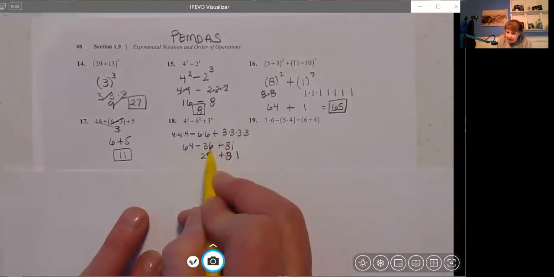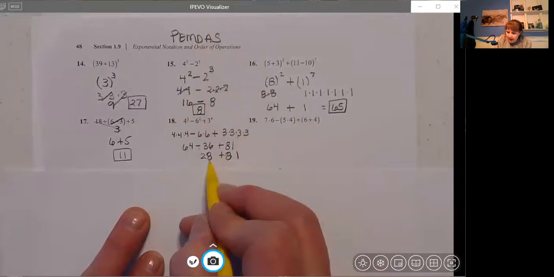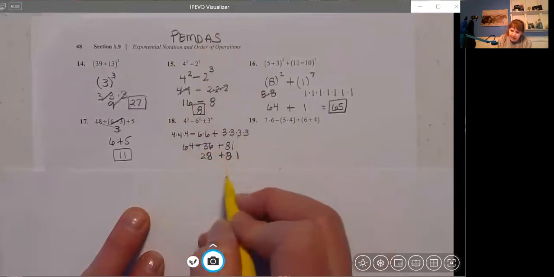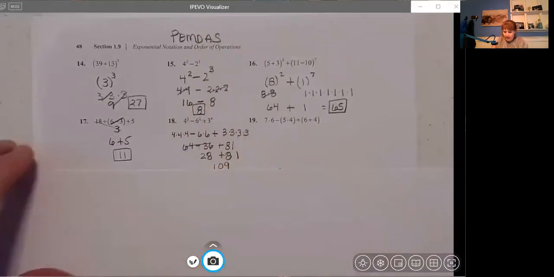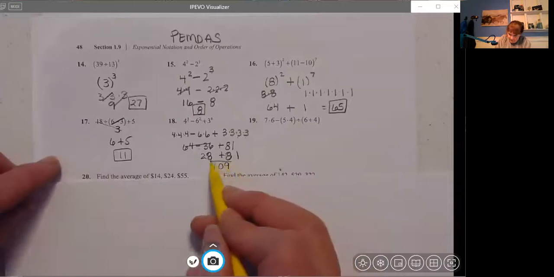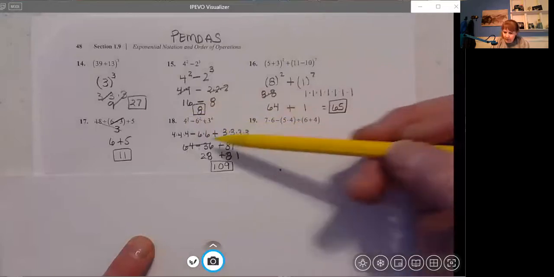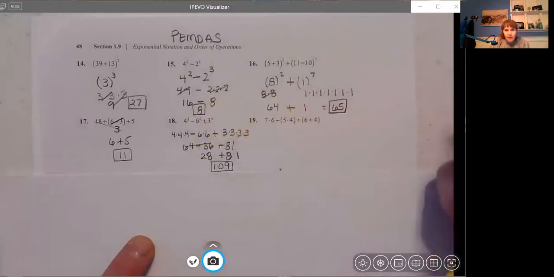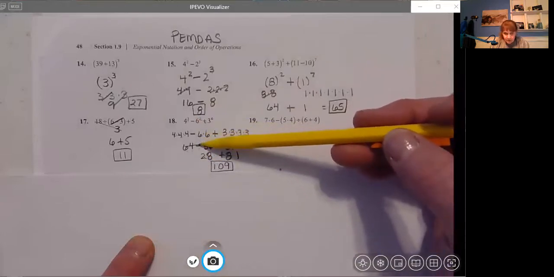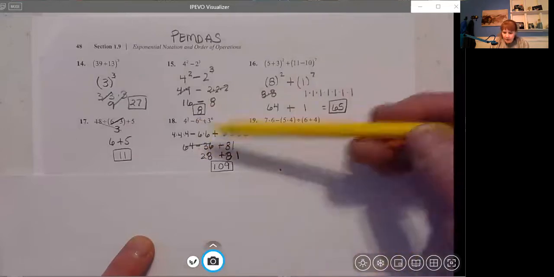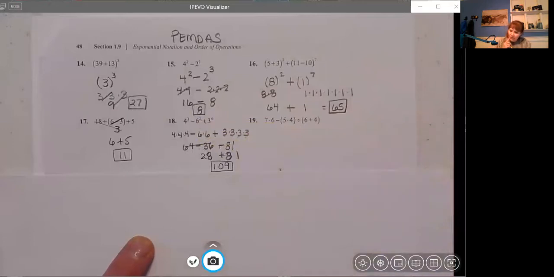So we did the subtraction, and now we'll do the addition. We go in order as we see it from left to right. So we have 28 plus 81 gives us 109. All righty. We did exponents, and then we did subtraction and addition from left to right. So again, make sure that you don't add first. You have to subtract from left to right to begin with. So here we have 64, we have to do the subtraction and then the addition in that order.